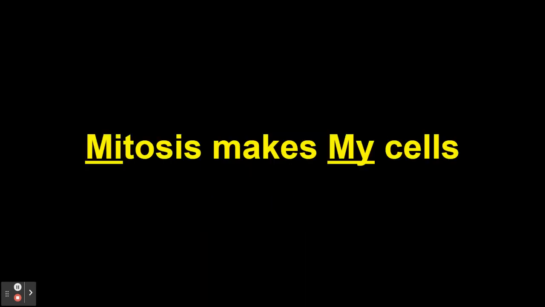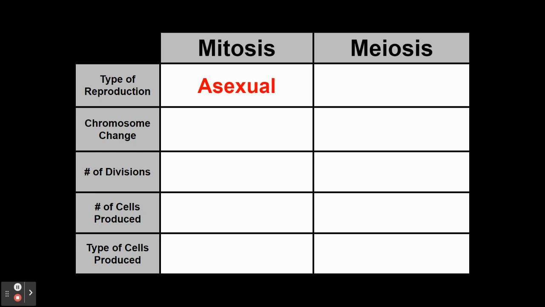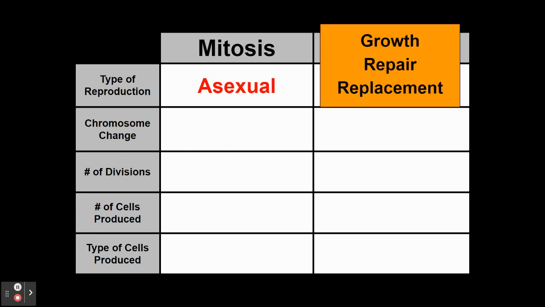Remember that mitosis helps make my cells. So it is involved with asexual reproduction. And in multicellular organisms, it helps with growth, repair, or replacement of cells. In unicellular organisms, they can use it to actually reproduce themselves.